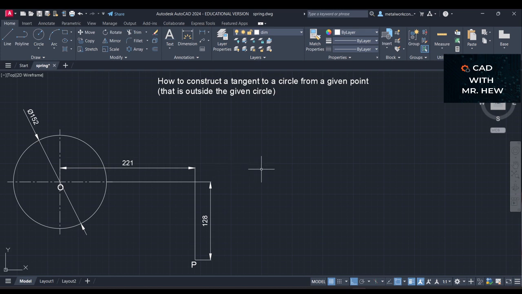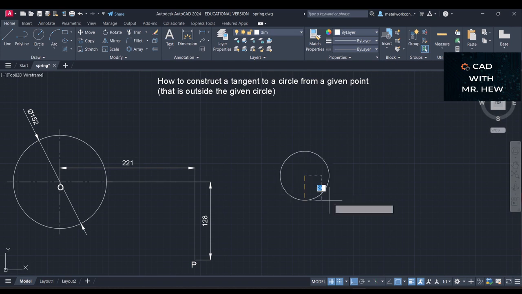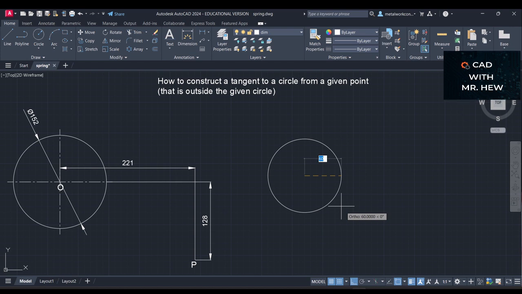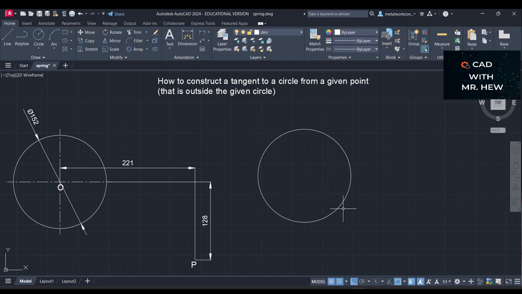The first thing that we're going to draw, can you guess? We're going to draw the given circle. So we use our circle command. I'm going to start it here. The radius would be 76. All right, so we have our center of the circle and the circle.